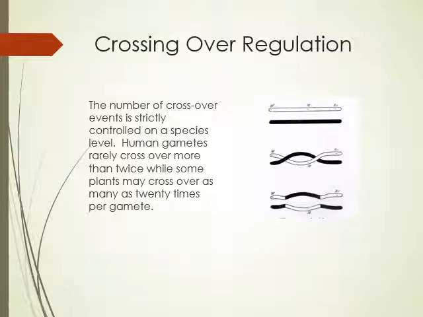Crossing over is highly, highly regulated. In humans, it only really happens about once, or maybe twice in a gamete. In plants, it could happen like 20 times. Plants use this as a major way that they look different from each other.